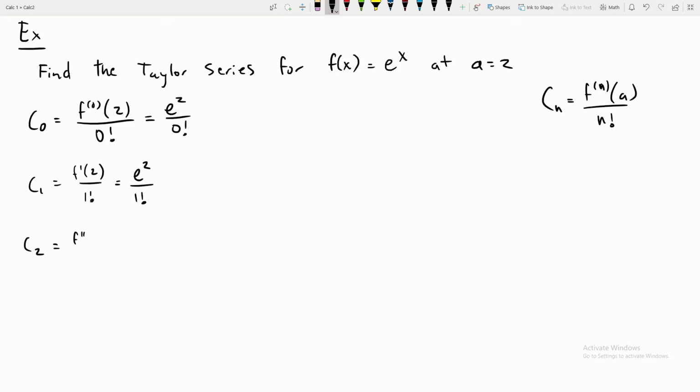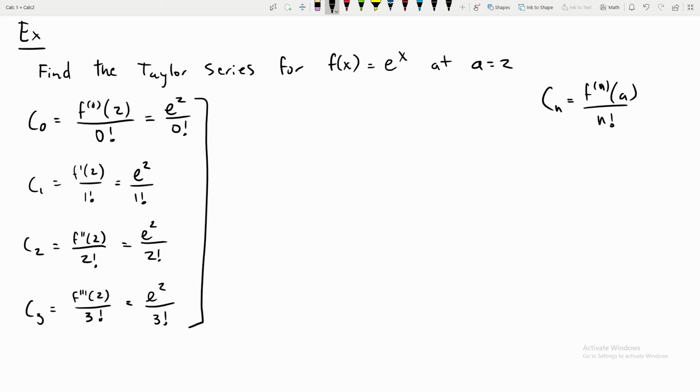C2 is now going to be the second derivative at x equals 2 of e to the x, and then we want to divide by 2 factorial. Well, again, the second derivative of e to the x is just equal to e to the x, so it'll be e squared in this case. And then we want to divide by 2 factorial. And you can almost guess what the third derivative will be. This should be 3 factorial. So again, it's going to be e squared over 3 factorial.